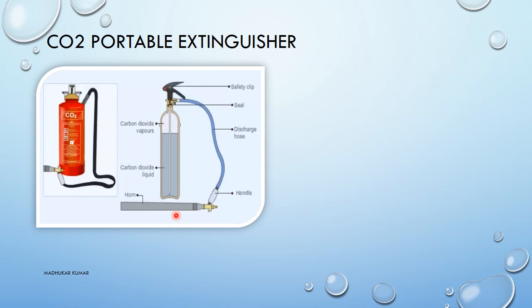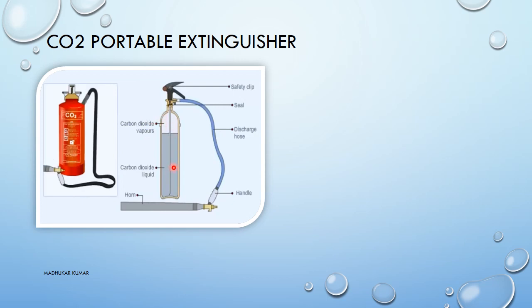And in this one also we don't have any CO2 cartridge, as you can see the internal structure of it. Here you have the safety pin and the handle of it and the seal arrangements. Okay, and the CO2 is stored in this one as a liquid content and also a vapor content, and this vapor content of the CO2 is basically used as a propellant.